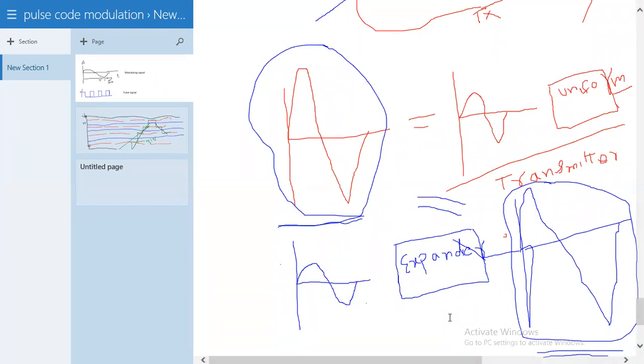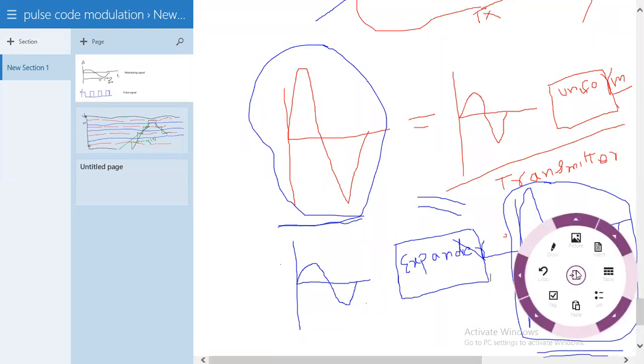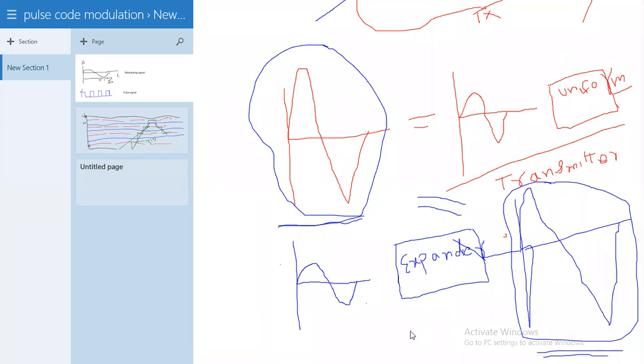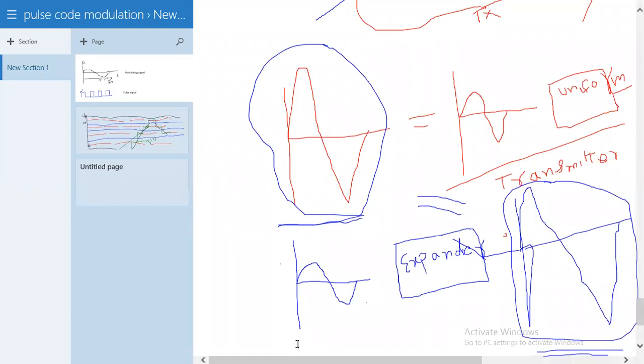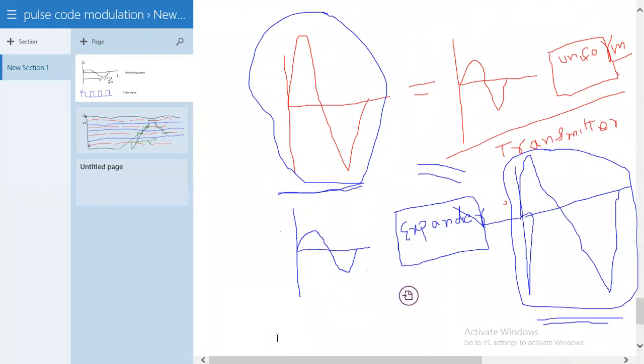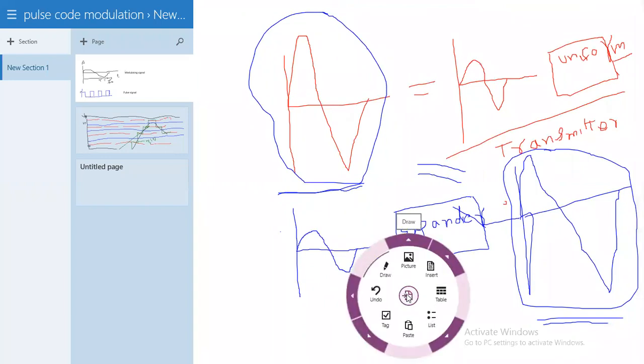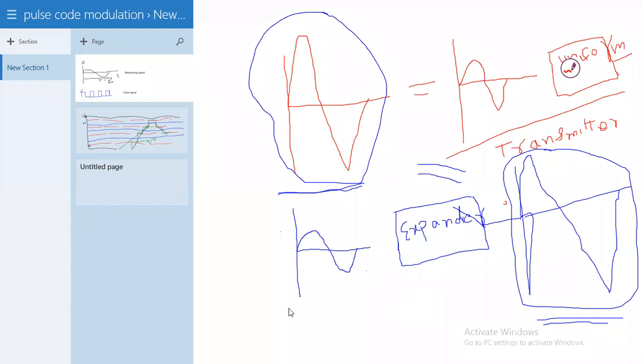So compounding is of two types. One is Mueller compounding, and the second one is Euler compounding. So these are the two processes that can be used.